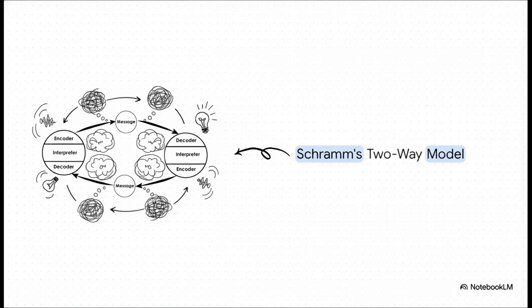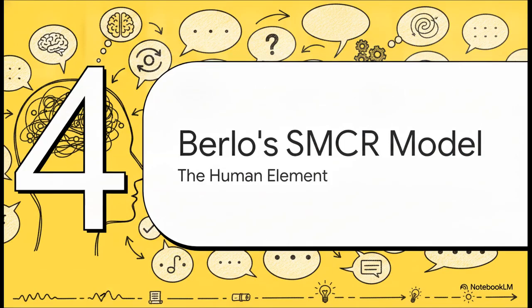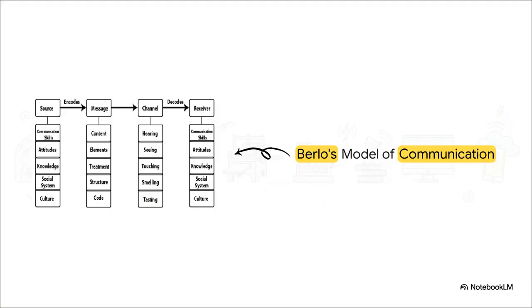It's a continuous conversation. Next up is Section 4, Berlow's Human Element, focusing on the SMCR model. While Schramm made communication a two-way street, another theorist named David Berlow recognized that we had to go even deeper into the messy, complex human beings who were doing all this interpreting. In Berlow's SMCR model, which, by the way, stands for source, message, channel, and receiver, he expands our idea of a channel way beyond just a telephone cable or a TV screen.